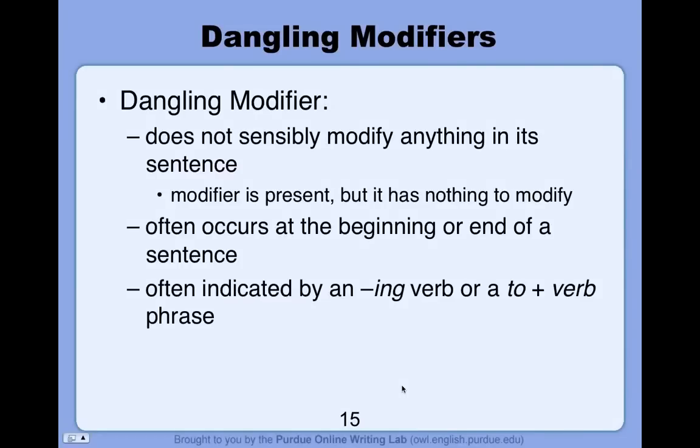Now we go to dangling modifiers. So this slide is going to offer a formal description of dangling modifiers. A dangling modifier does not sensibly modify anything in its sentence. The modifier is present, but it has nothing to modify. A dangling modifier often occurs at the beginning or end of a sentence, and is often indicated by an -ing verb or a to plus verb phrase.